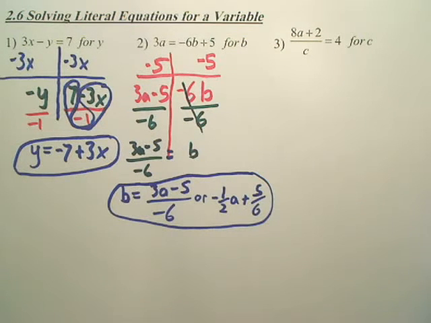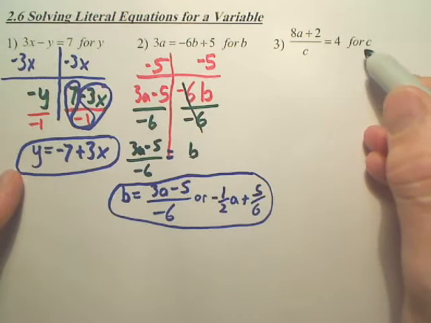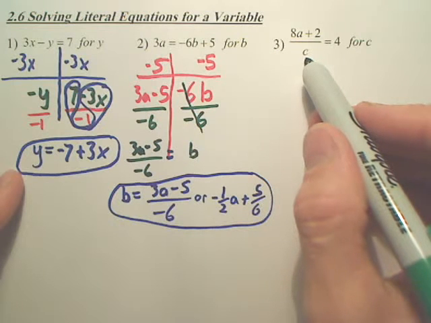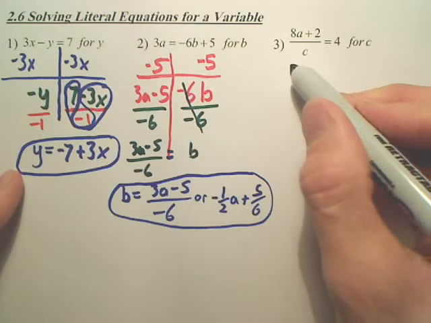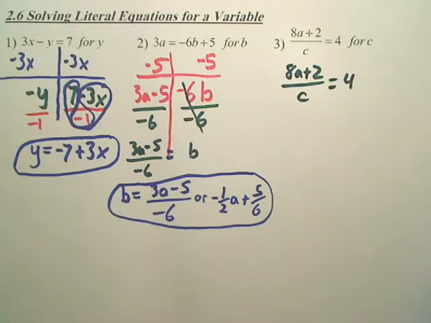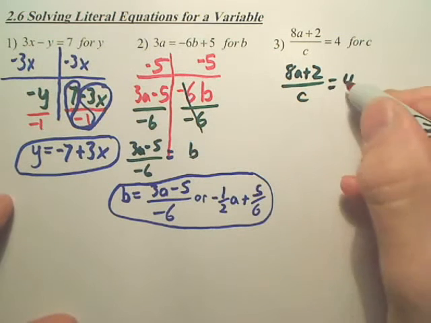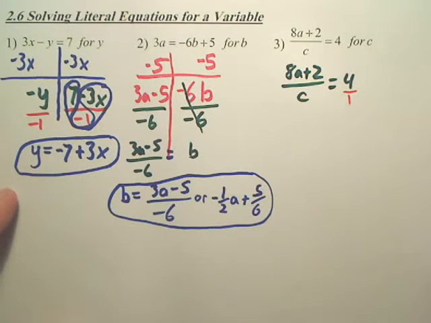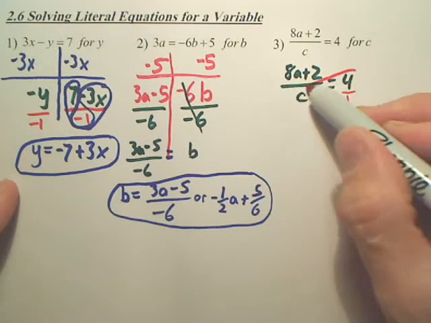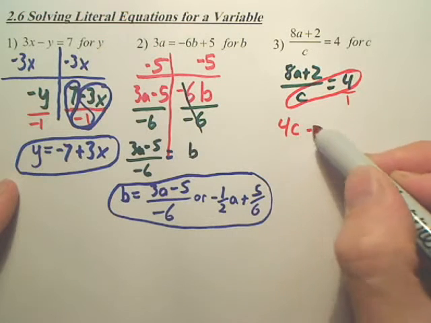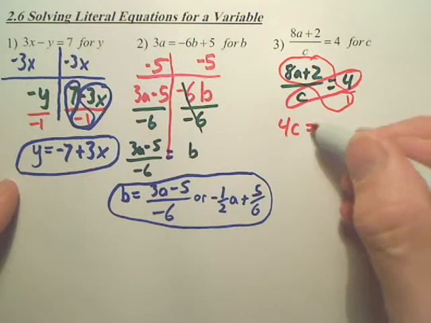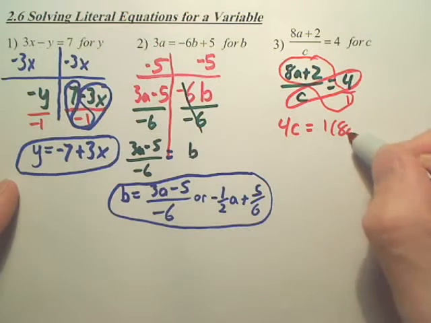Okay. The last one. I want to solve for c, so I want c by itself. Now the problem is, c's over here on the bottom. I don't want it on the bottom. So I'm going to first rewrite the whole thing because you'll see why. To get c off the bottom, can I put a 1 underneath there? Yes. Isn't that a proportion? Yes. And if I multiply these two, don't you get 4c? Yes. And if I multiply these two, you get 1 times 8a plus 2.